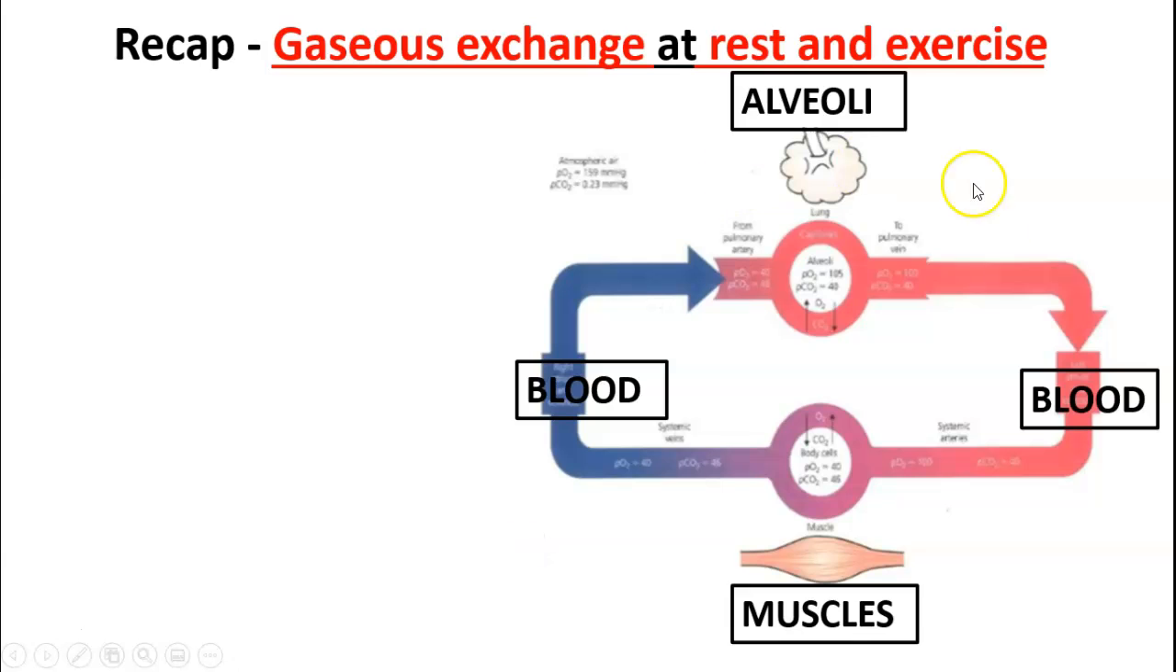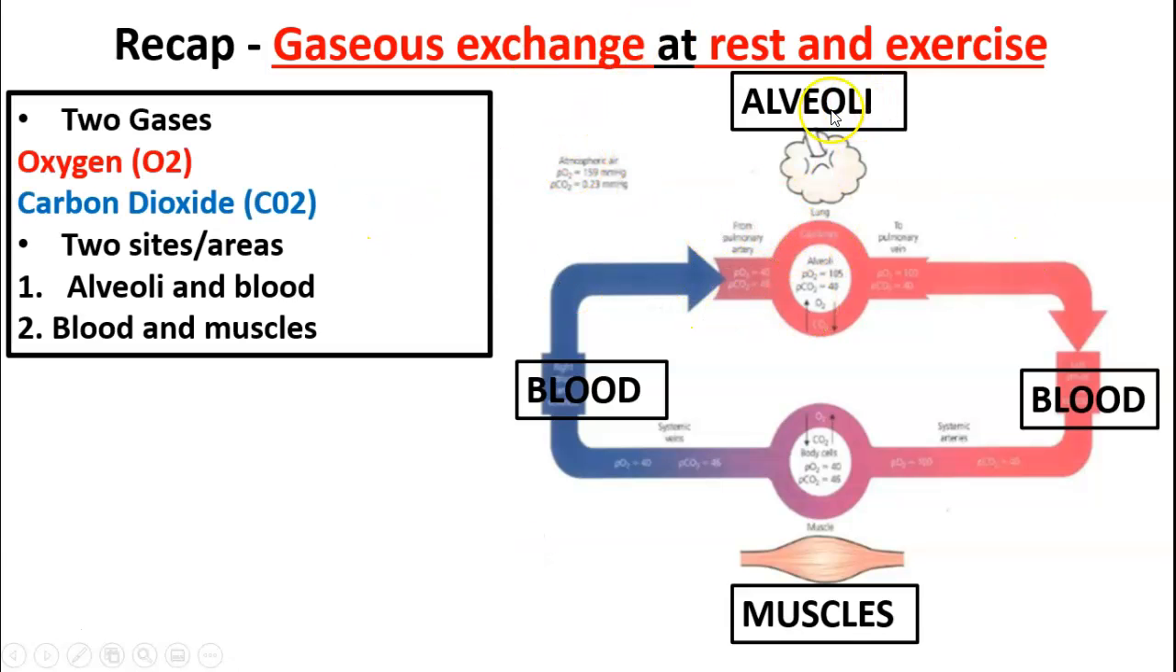If we just very quickly have a look through where we've been so far, just an overview to say that we've looked at gaseous exchange at rest and exercise. We've looked at two gases, oxygen and carbon dioxide, and two sites, alveoli and blood and muscles. So we've looked at getting gases from here to here and from here to here.